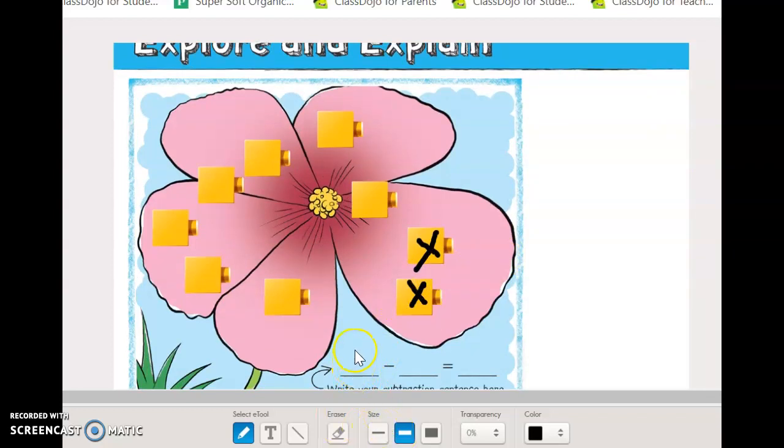So we're going to write our number sentence. We start with 9 and we took away 2, and the difference is 7 are left over on the flower. 7 bugs are left. All right, let's go to our next page.